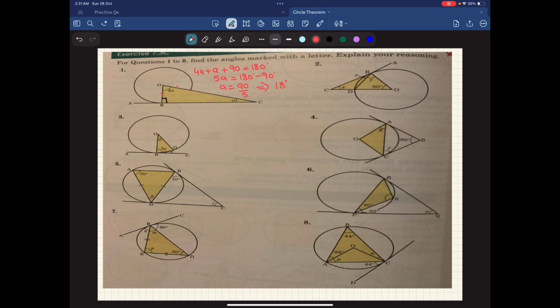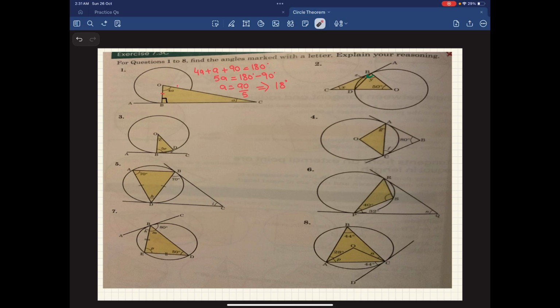Now let's look at question number 2. So this is the tangent. This is the radius. So this is going to be 90 degrees. Let's mark it as 90 degrees so that we know that this is 90. So to find angle X, let's focus on triangle BCO.